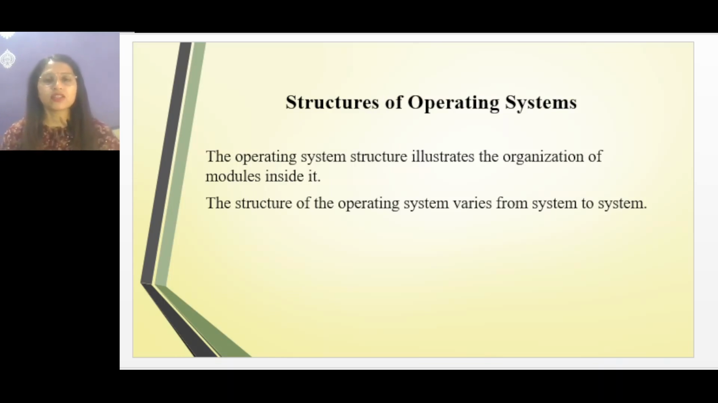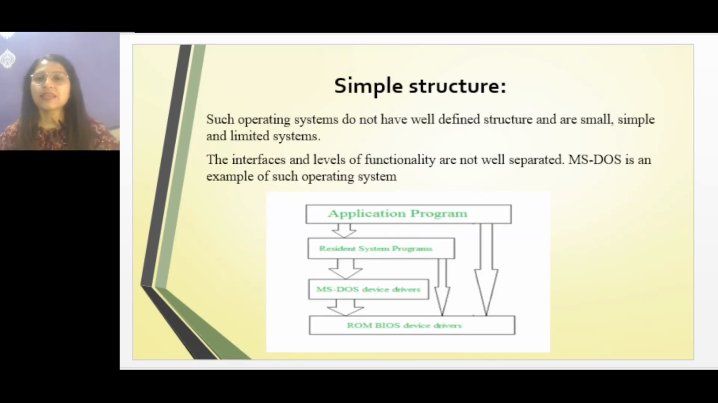So which are the various structures of operating system? The first is the simple structure. What is simple structure? In simple structure, the structure is not well defined. It is used for small, simple and limited systems. The interface and level of functionality are not well separated. MS-DOS is an example of such an operating system.